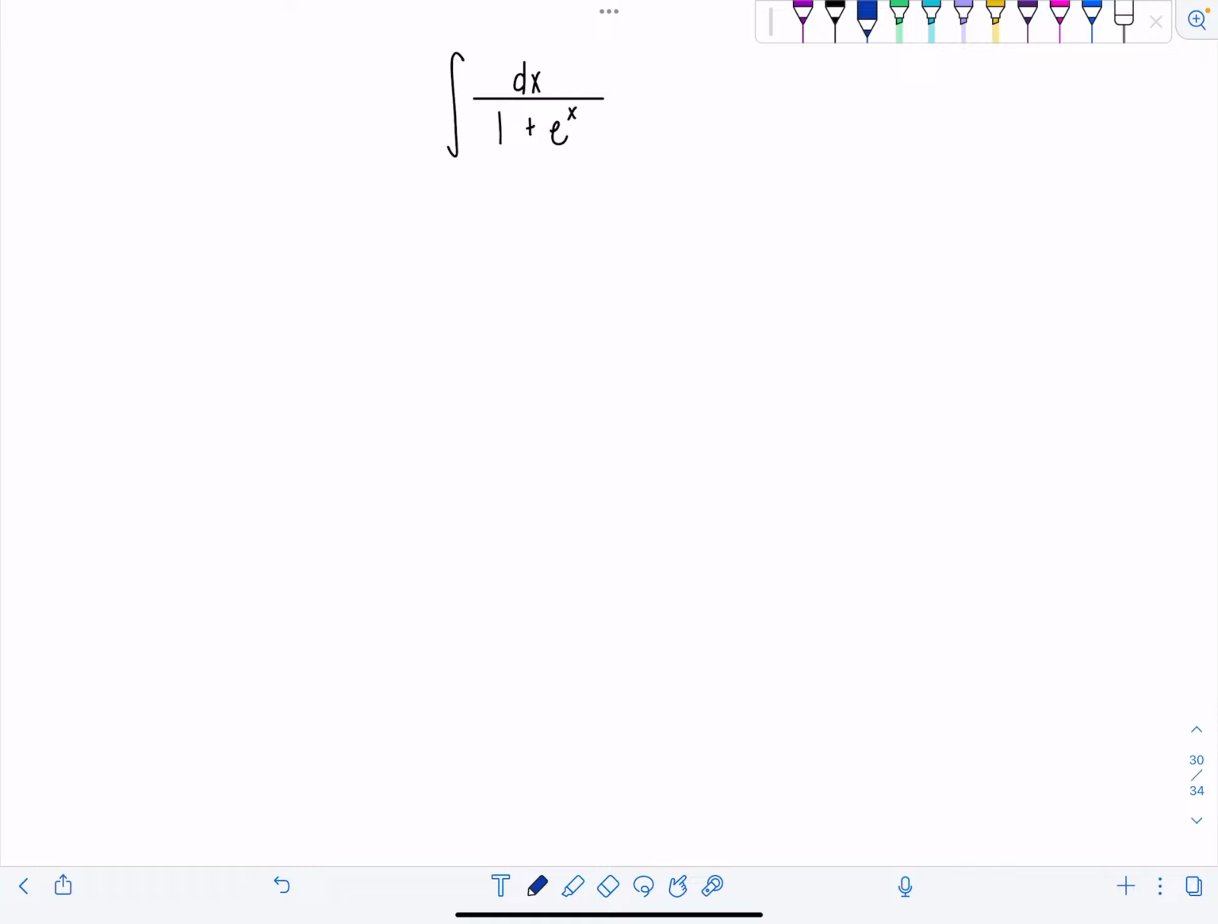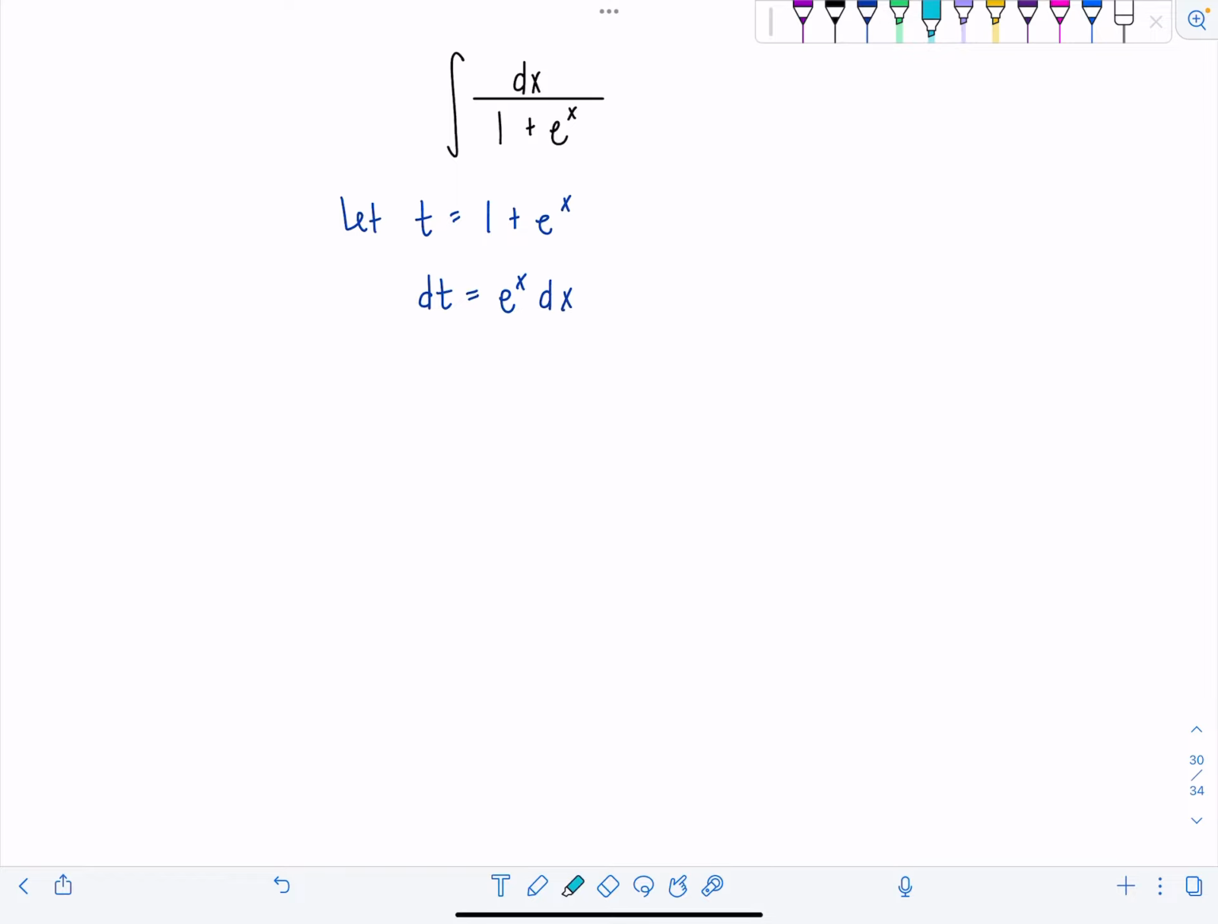To start off, we're going to make a substitution, a change of variables. I'm not going to use u just because we're going to have to do more afterwards. So I'm going to choose to use t. I'm going to let t equal 1 plus e to the x. And let's see, that makes dt equal to e to the x dx.